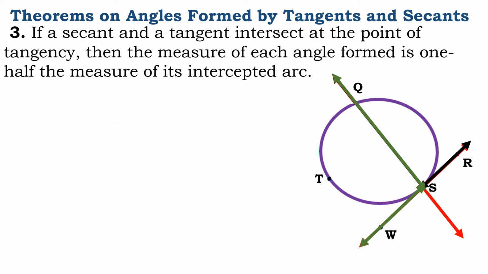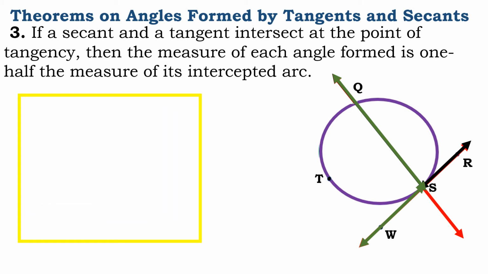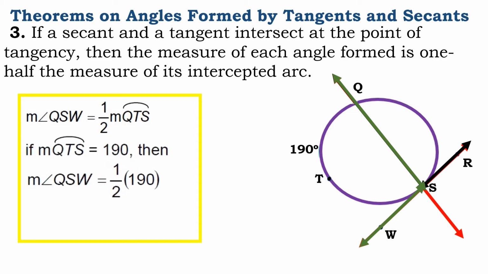Now, how about the measure of angle QSW? The measure of angle QSW is equal to 1/2 the measure of arc QTS. For example, if the measure of arc QTS is equal to 190 degrees, then the measure of angle QSW is equal to 1/2 of 190, and 1/2 of 190 is 95. Therefore, the measure of angle QSW is equal to 95 degrees.